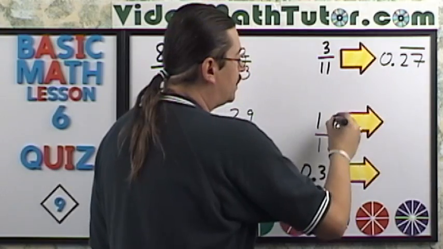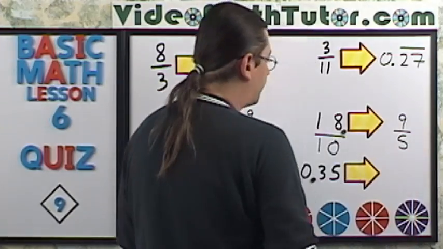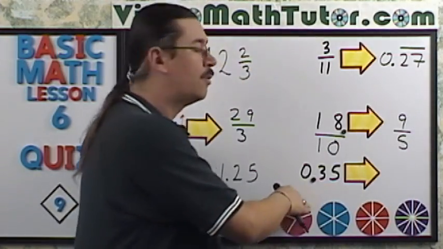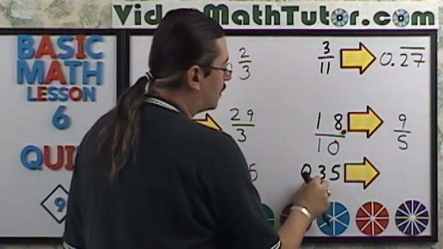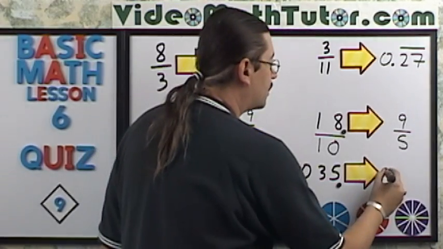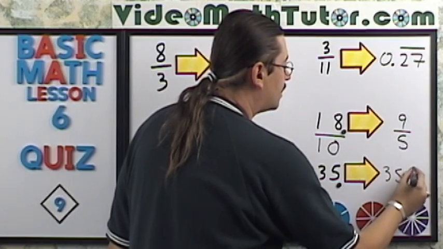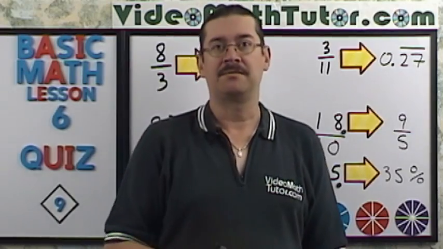And now reduce this fraction, and you're going to get 9/5. Now 0.35, convert that to a percentage. Super easy. Just scoot over the decimal place 2 spots, and you're going to get 35, and then just write down the percent symbol.